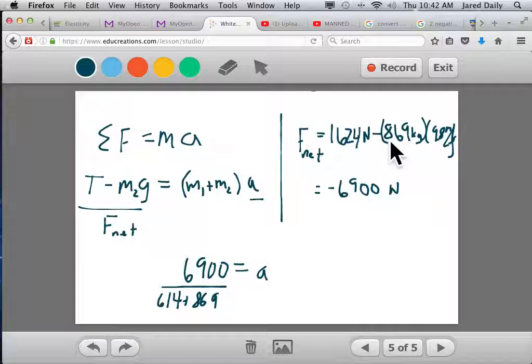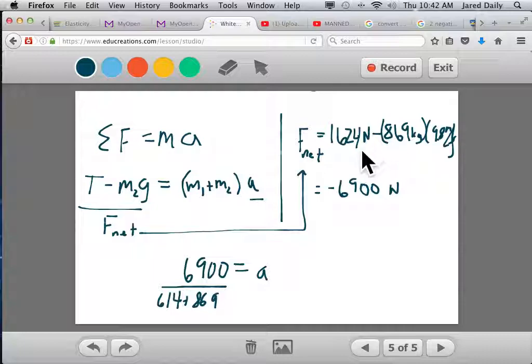So what is T minus M2 gravity? That's the net force. That's what I did right over here. That's this I just did over here. Then I used this equation again. So that T minus mass 2 times gravity equals friction? No, it equals net force. This right here is the friction. The tension and the friction are the same value.